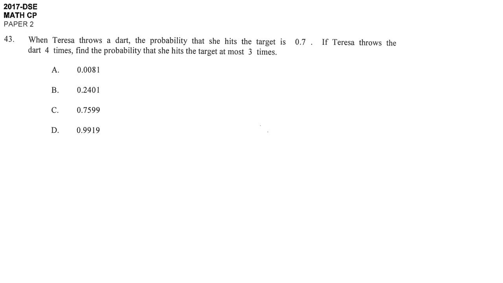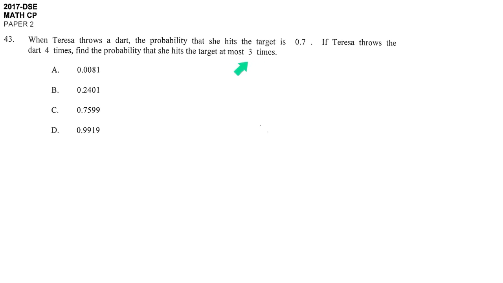Here is another probability question, and this is related to the tree diagram. A tree diagram will help you to analyze the situation. But in this case, they say that every time she throws, the probability to hit the target is 0.7. And in total, we repeat the same action 4 times. And then we have to find the case of at most 3 times.